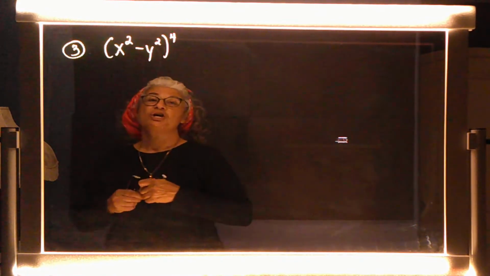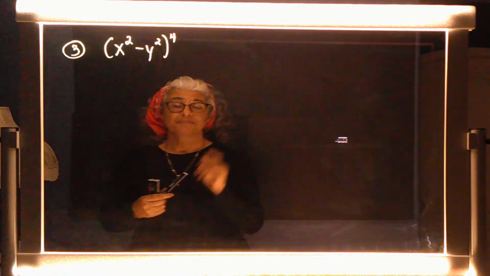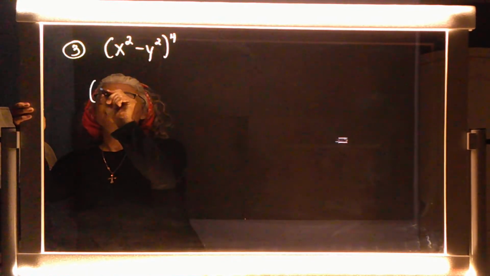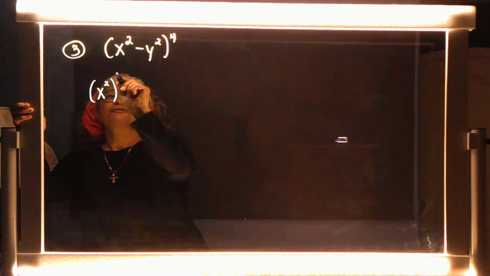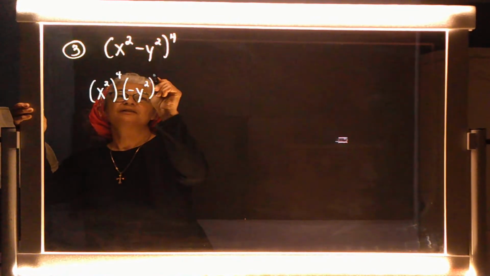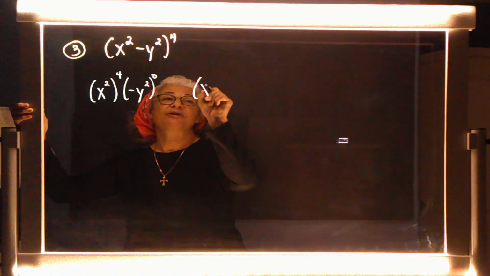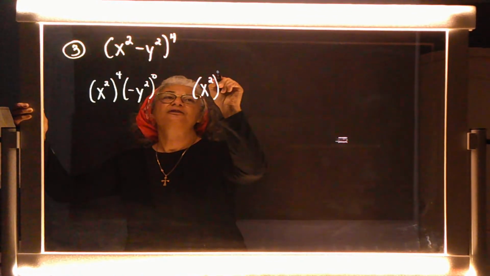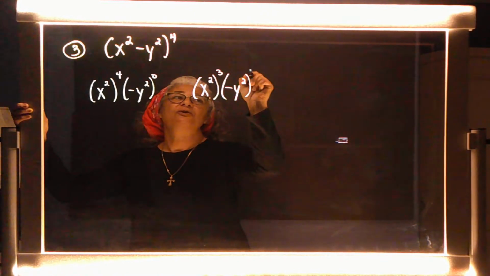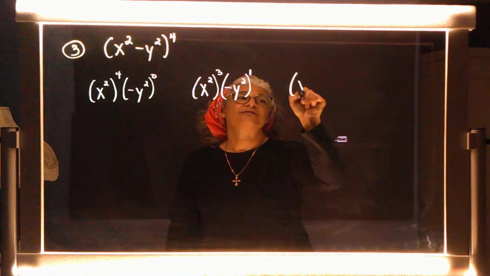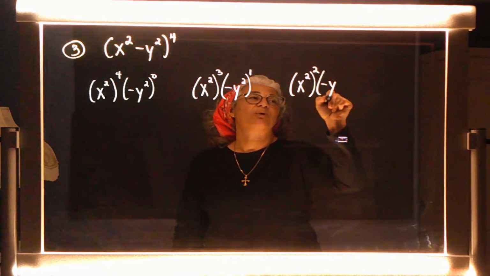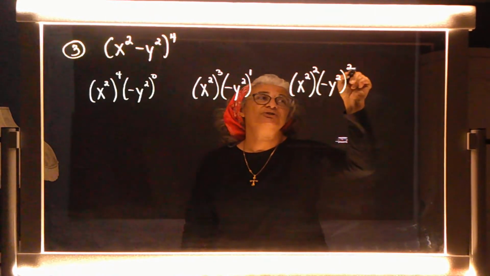Come up with the terms. So my first variable is x squared. My second one is, good, negative y squared. So we have x squared to the power of 4, right? And then we have the negative y squared to the power of 0. Excellent. And then we have x squared to the power of 3, and then negative y squared to the power of 1. And then we have x squared to the power of 2, and negative y squared to the power of 2.